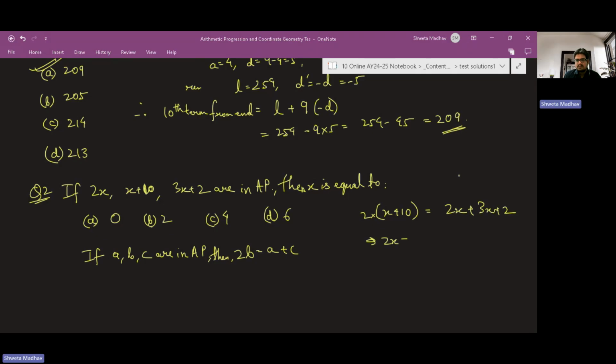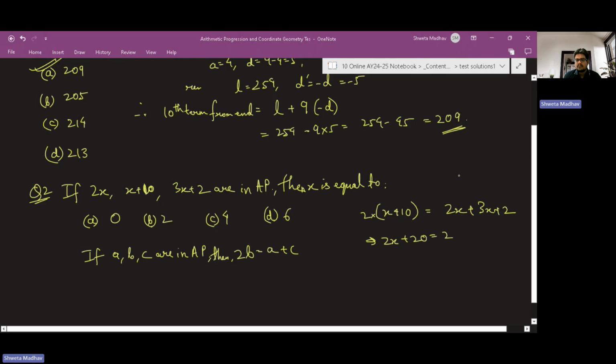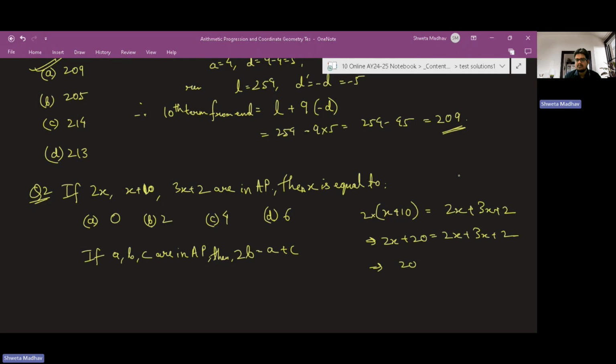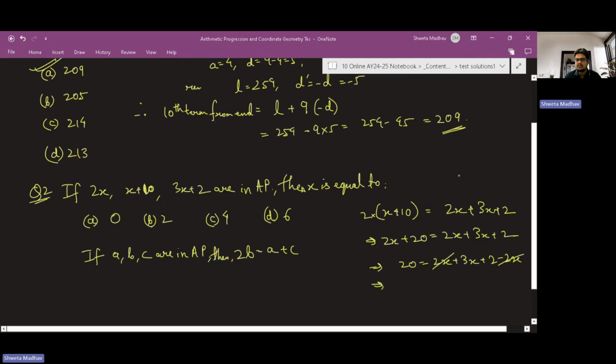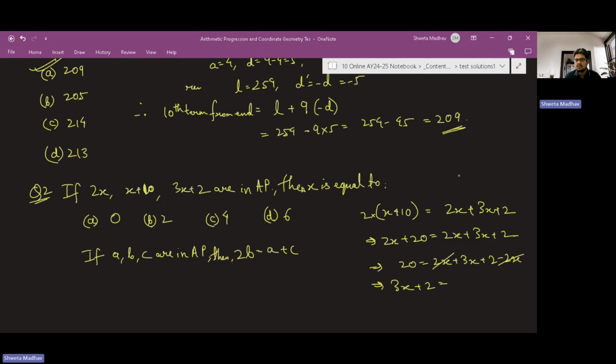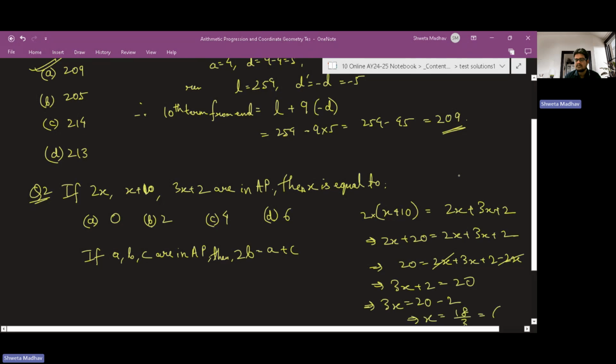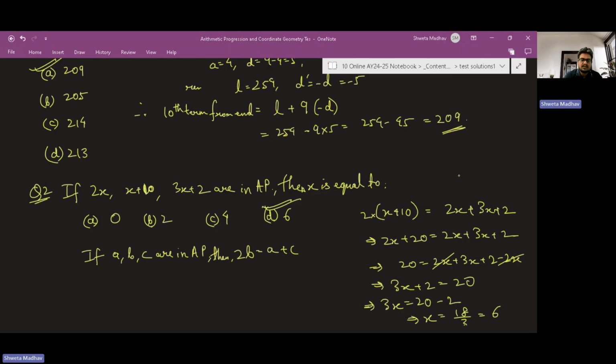It means 2x plus 20 will be equal to 2x plus 3x plus 2. So it means that 20 will be equal to 2x plus 3x plus 2 minus 2x. So 2x and 2x will get cancelled. So I can say 3x plus 2 is equal to 20, which means 3x equals 20 minus 2, that is 18. So x will be equal to 18 by 3, that is equal to 6. So therefore, 6 is the answer. So option D is the correct answer.